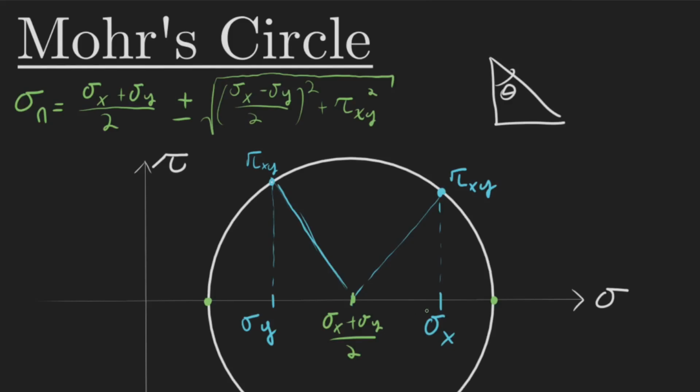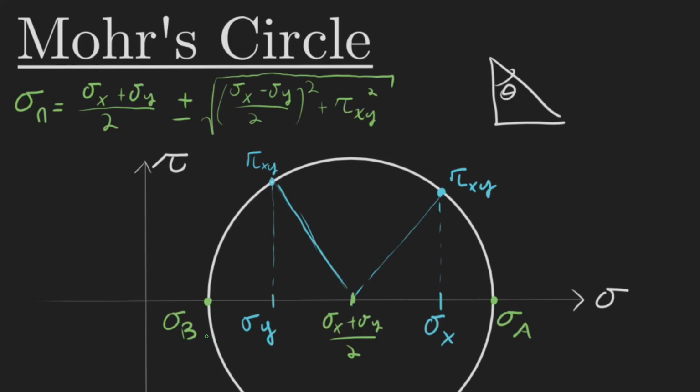So sigma x minus sigma y, that's this whole gap right here, divided by 2 will give me half of this gap, either the length of this segment or the length of this segment. Then we square that, add the height squared, and take a square root, which gives me the radius of this circle. If I start here in the center and add or subtract the radius, what I get are the maximum and minimum, the two principal stresses. Let's call them sigma A and sigma B for now.